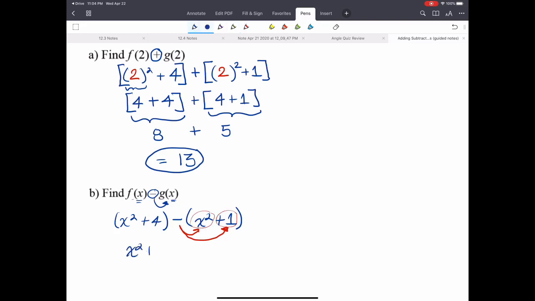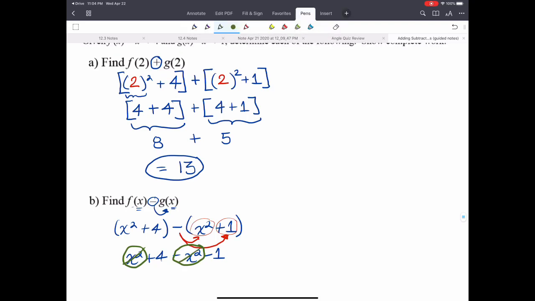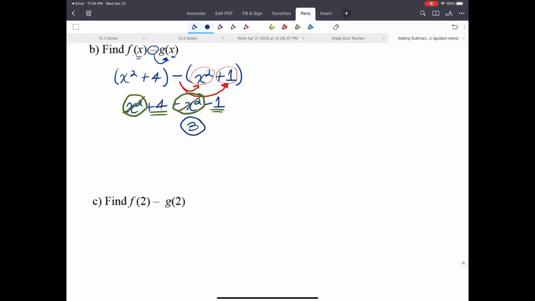So I'm going to leave the first function alone. I'm going to distribute the negative into the second function. Now, if I look at like terms at this point, you'll notice that the x squares cancel each other out. But the constants do not. And you've got 4 minus 1, which is 3.